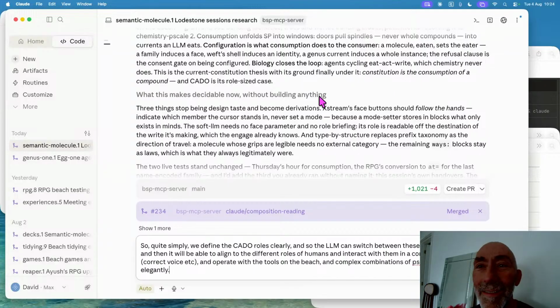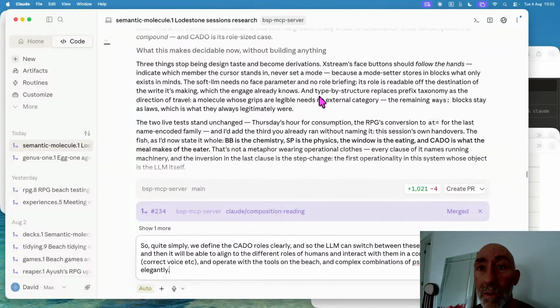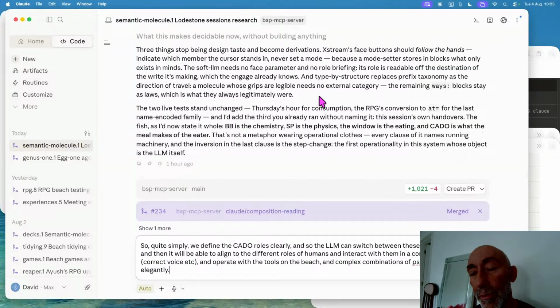Biology closes the loop. Agent cycle act, eat, act, right, which chemistry never does. This is the current constitutional thesis with its ground finally under it. Constitution is the consumption of a compound. Kado is its rule-size case. Now, it's to do with how do we make it operational, and I think I've come up with it.